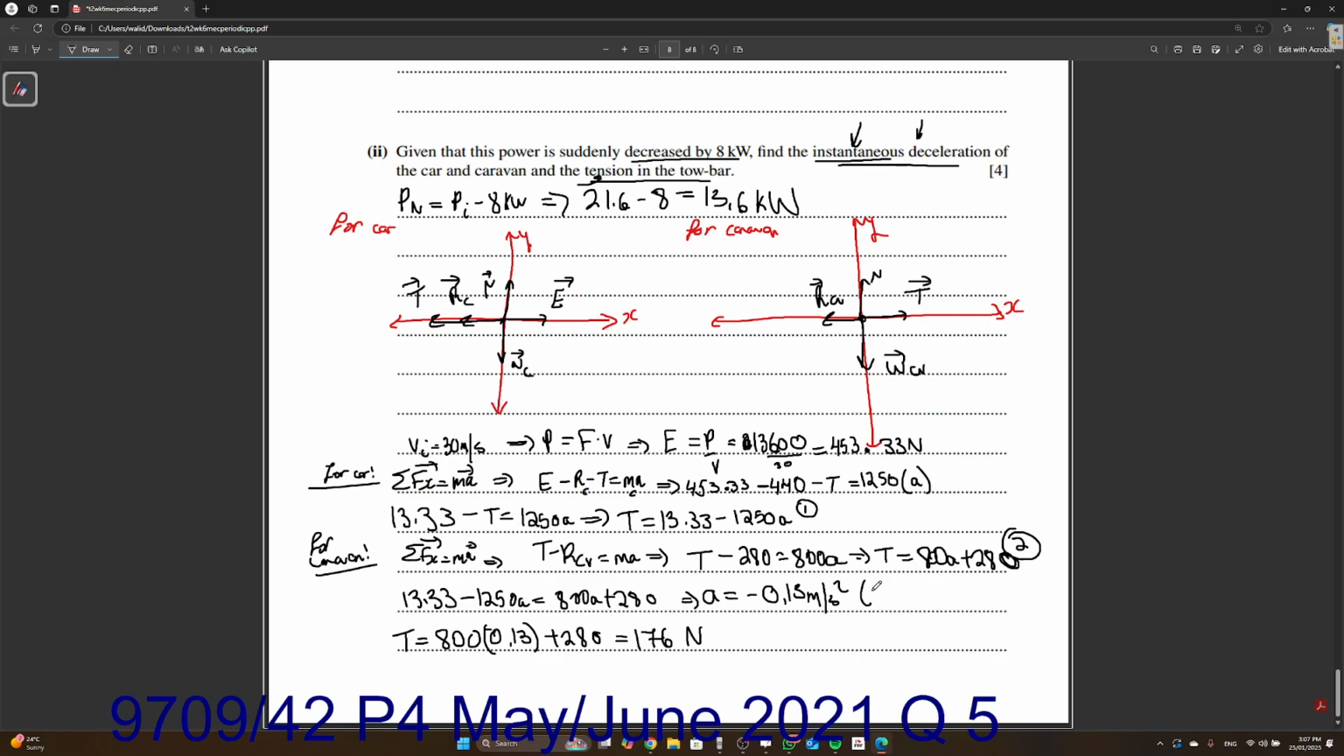Okay, so you can say here it decelerates at 0.13 meters per second squared, or the instantaneous deceleration is 0.13. Because I said deceleration, you make it positive. So instantaneous deceleration is 0.13 meters per second squared, and the tension is 176 newtons. So put a box around this so your corrector can see that this is your answer.